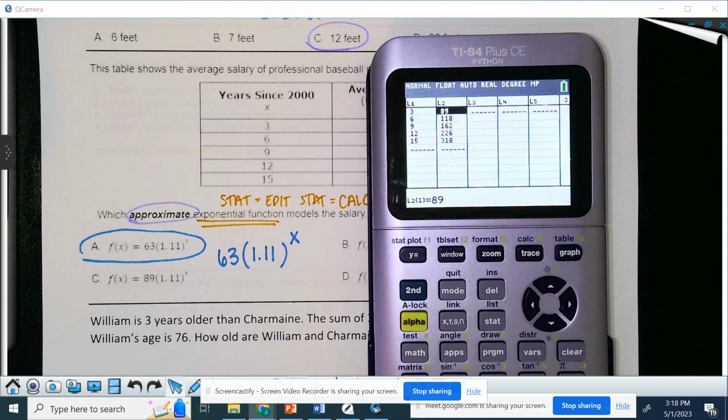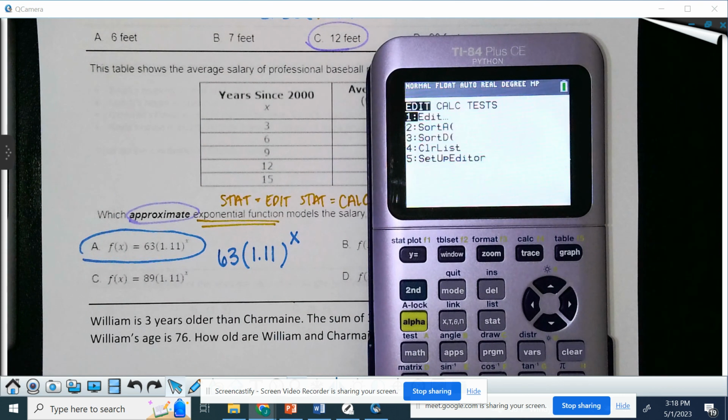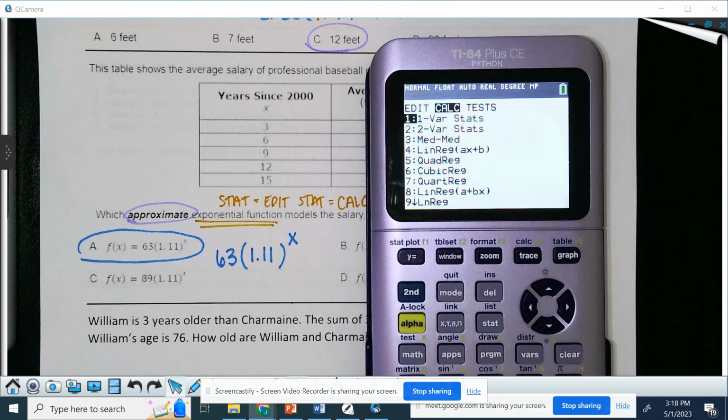Oh, close. So I have to input my data first. My data is now inputted. So which button am I going to push now? What's the next button to push? Stat again, right? And then, Elijah, where am I going? Right over to calc. Yep. And then if I want a linear regression, which number will I use? Good. 4. If I want an exponential regression or exponential function, exponential rule, which number would I use?